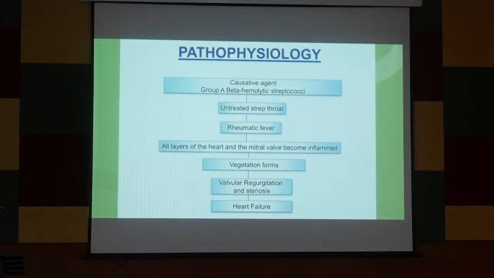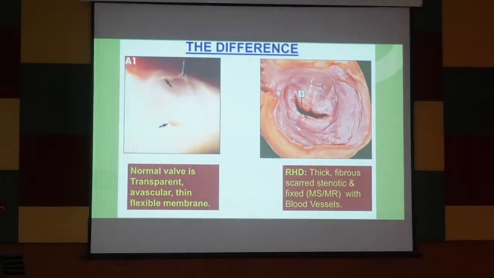So, pathophysiology: group A beta hemolytic streptococci, untreated sore throat by streptococcus, rheumatic fever, all layers of the heart valve become inflamed, as the term says, pancarditis, vegetation forms, valvular regurgitation and stenosis, and finally heart failure. So please see the difference between the unaffected valve and the affected valve. A normal valve looks like a slit, just an opening that allows flow to one side and blocks flow from entering from the other side. But in rheumatic fever or rheumatic heart disease, it is thick, fibrous, scarred, stenotic and fixed. So there is limited mobility with the blood flow, limited movement, and finally the patient comes with a problem like valvular regurgitation, or incompetence.